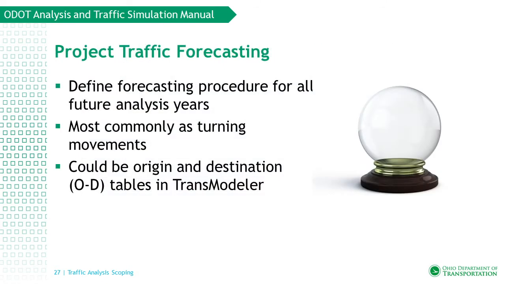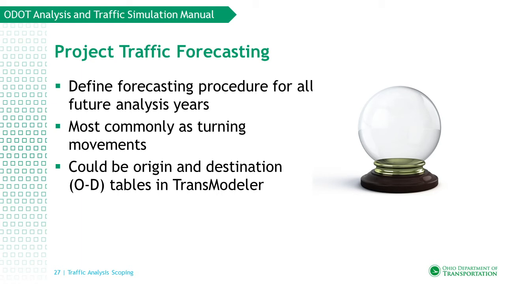The analysis scoping document should include the demand forecasting procedure for future year analysis. Future years include opening, design, and interim years as defined by the analysis period. Traffic forecasts used in HCS are typically turning movements. However, Transmodeler can use turning movements for origin and destination (OD) tables.